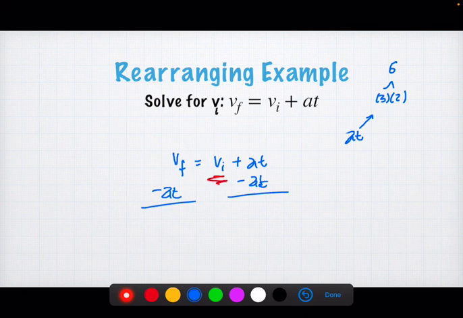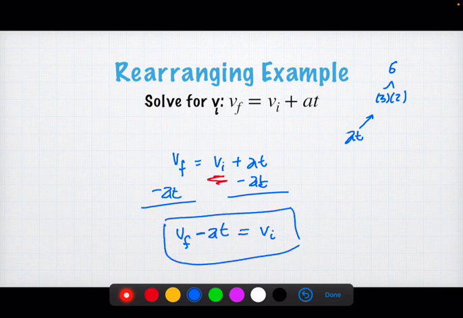So our final answer here is that our final speed minus our acceleration times our time, so how fast we're speeding up times the amount of time that we're speeding up, is going to be equal to our initial speed. And we're happy with that because now we can just plug in any values we need to, and get our initial speed without having to go through all the work.